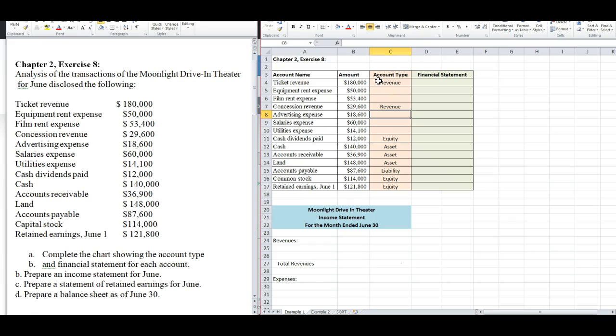The last account type is expense, and it too, most often, the accounts will end in the word expense. So we'll just identify everything else as an expense.